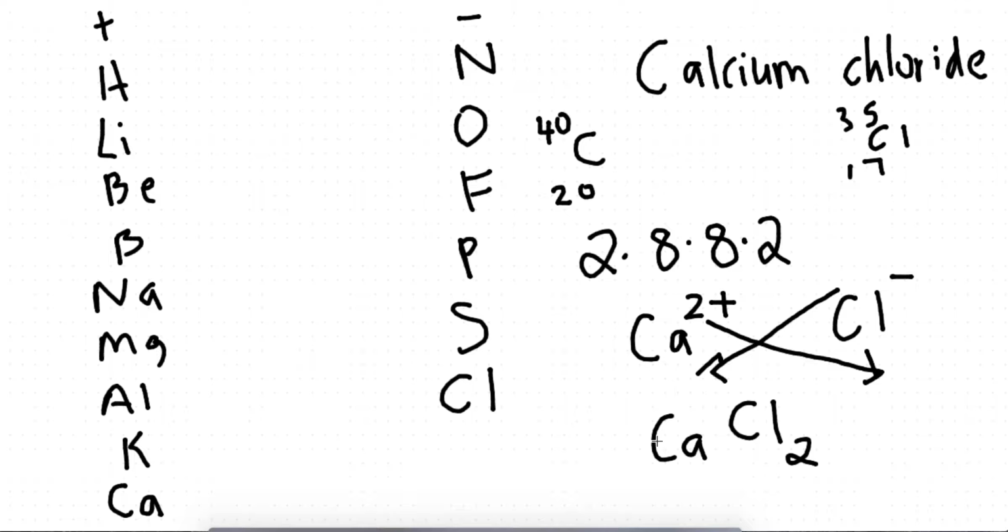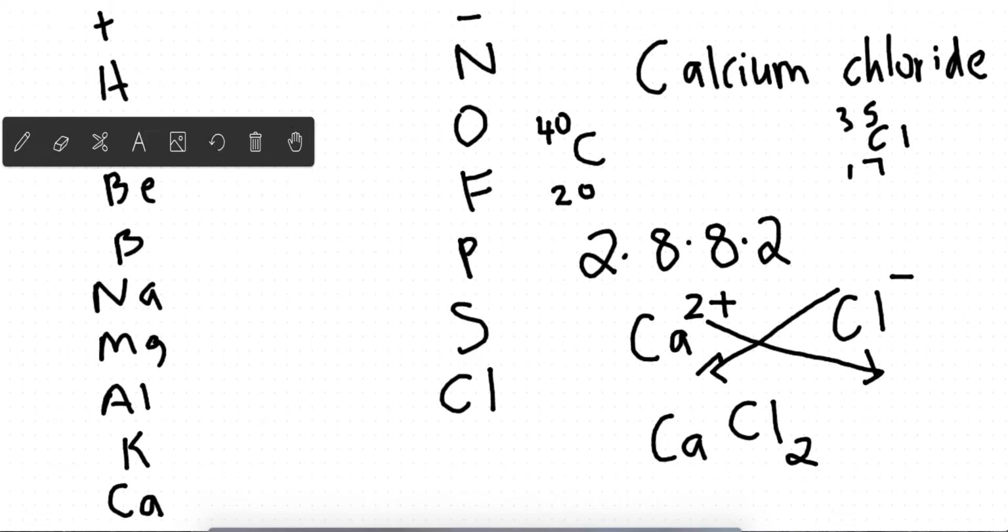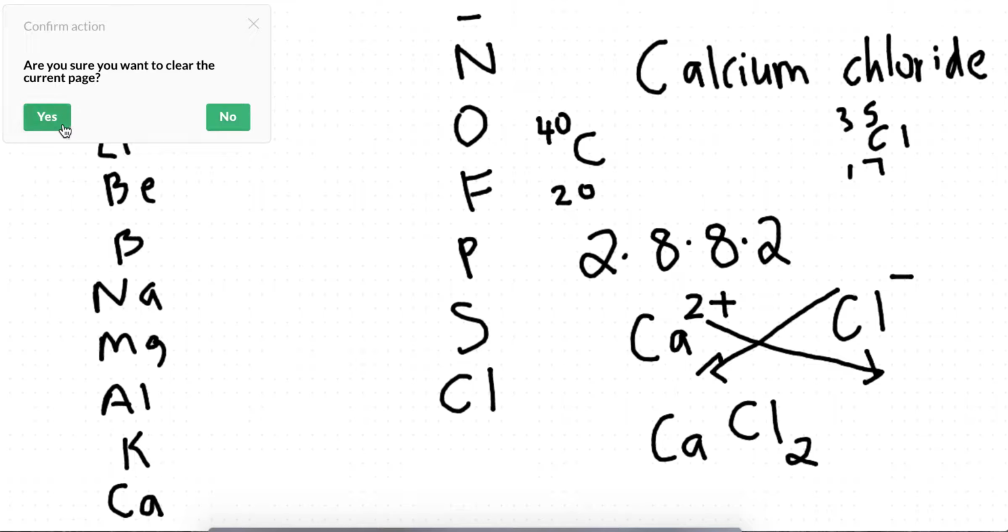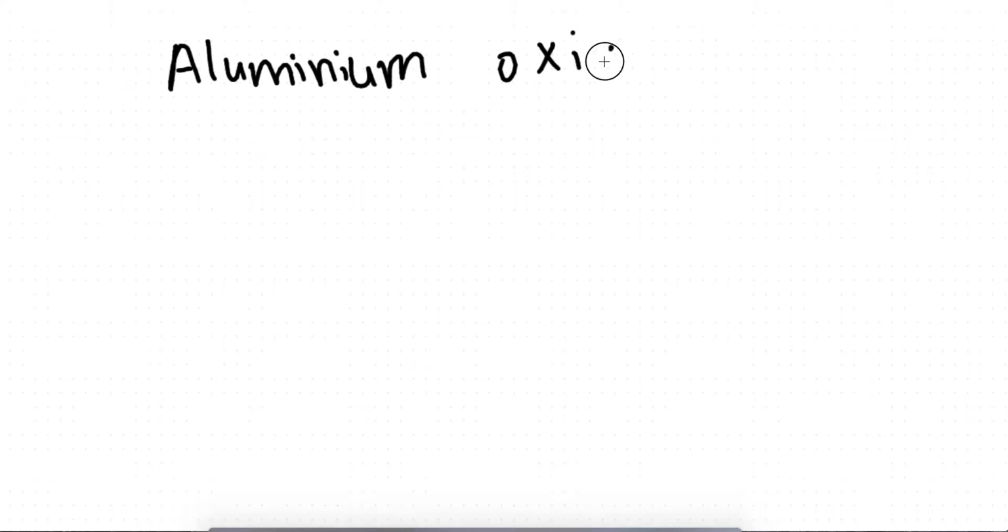Now, some more examples. Calcium chloride is done. Let's do aluminium oxide. Aluminium. And students, I want you to work with me on this, okay? Don't just watch it, try doing it, and then I promise you'll be like, hey, Sir John really helped us out. So, we do it again separately.